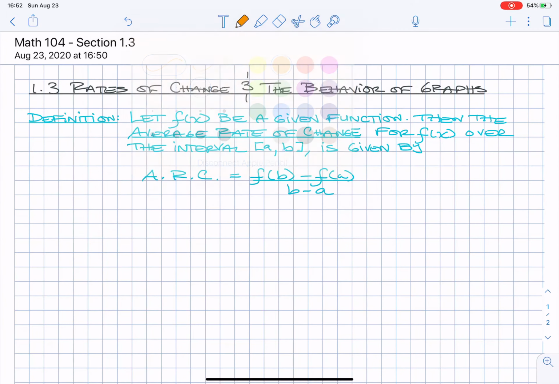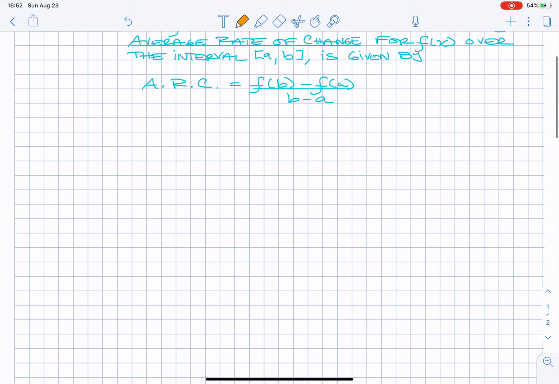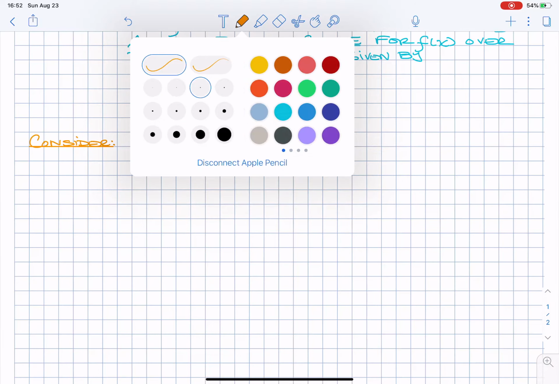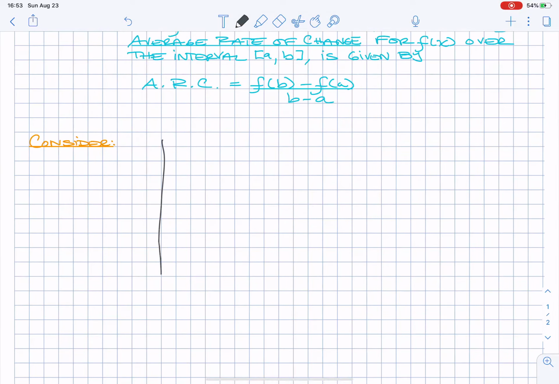So let's consider something. I'm going to draw x and y coordinate axes. Give ourselves a lot of room in quadrant 1. So x and y, let's draw a function f of x. Oh, that's terrible. Let's make it a bit nicer. Something like so. Here's my function f of x.